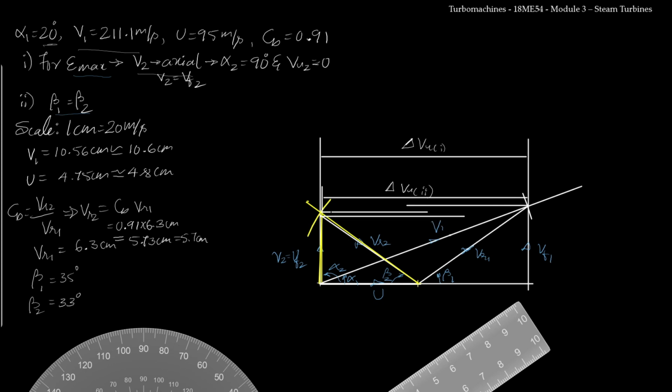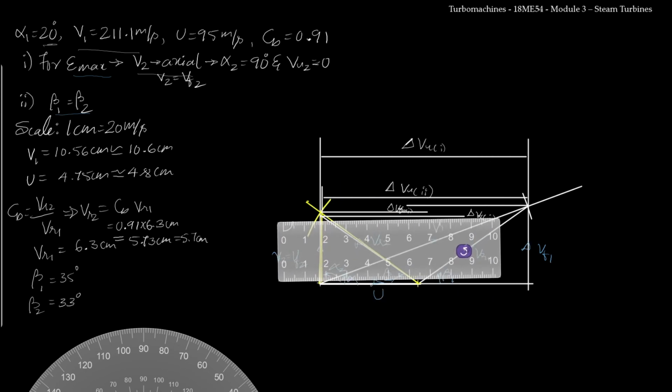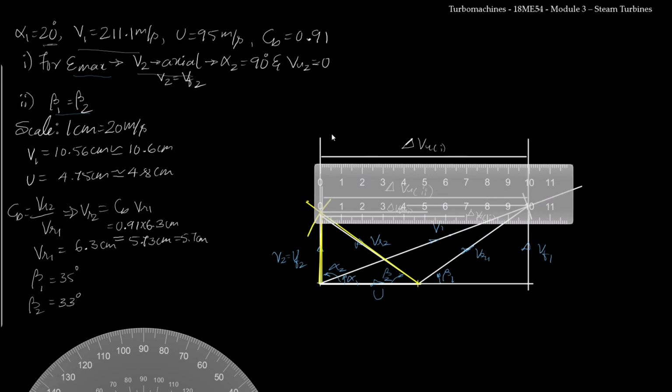Now this distance will give us delta Vf for the second case, and this will give us delta Vf for the first case. Now let us measure those values. I'll make the scale horizontal. Now if I measure from here till here, it is approximately 10 centimeter. So delta Vu for the first case is 10 centimeter.